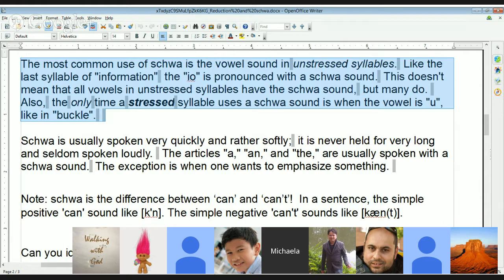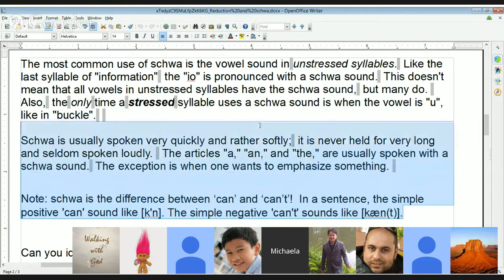Thanks, Trin. And Yassine, will you read the next two paragraphs because they're pretty short? Yeah.